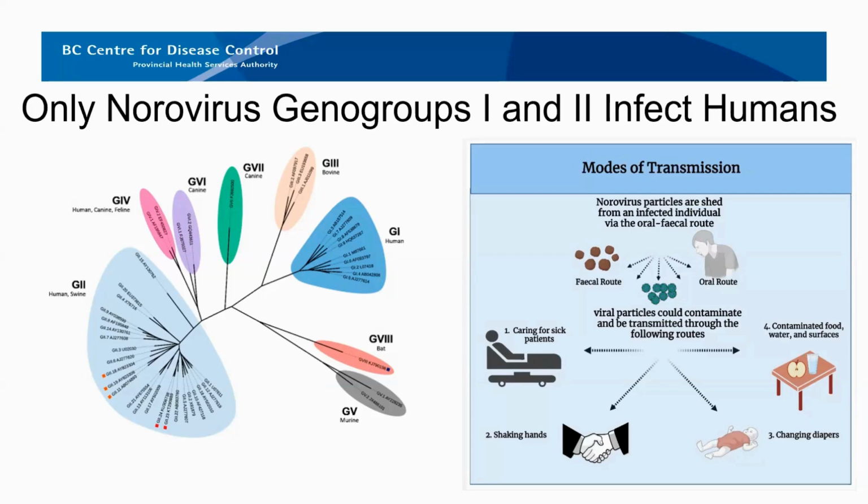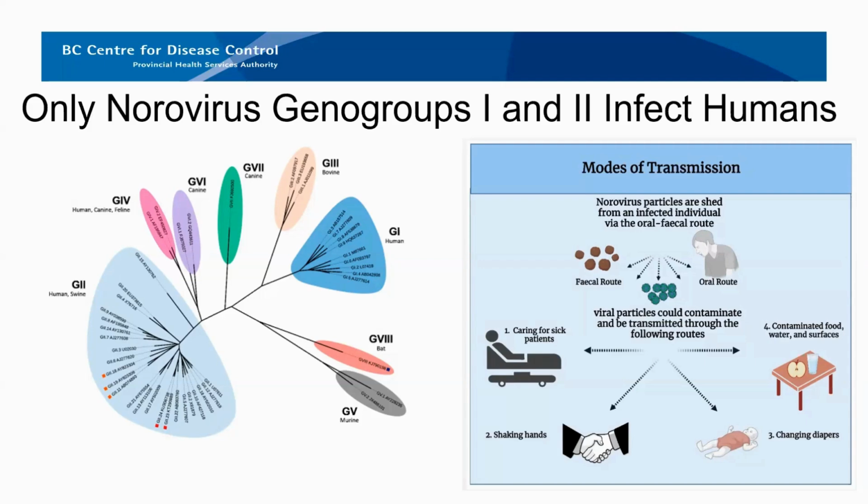On the left-hand side of your slide you'll see a number of different notations going from G1 through G5 up to G8, and you'll see that there are different species associated with them. You'll note that G1 and G2 are the ones associated with humans. Under G2 there is also swine, but the swine G2s do not infect humans. This is one of the most important details about understanding norovirus transmission: the strains that are infectious to humans are only infectious to humans.